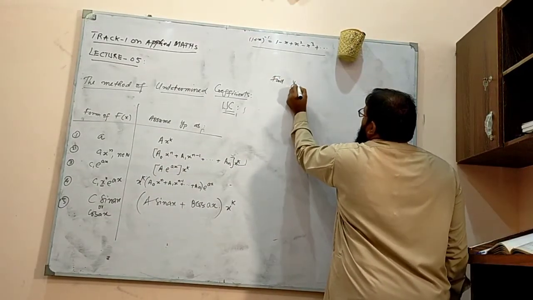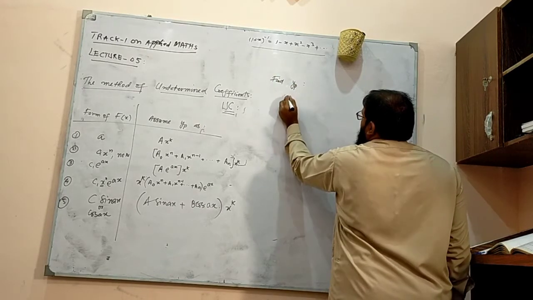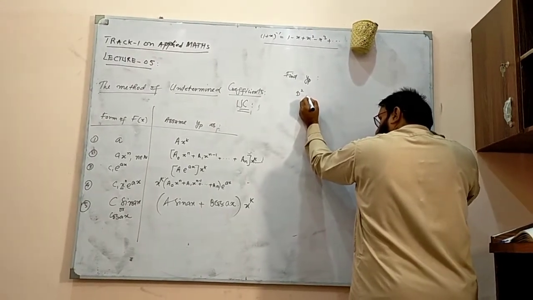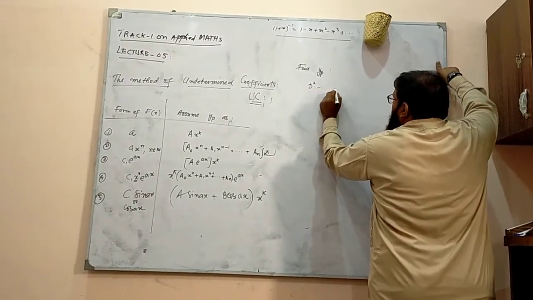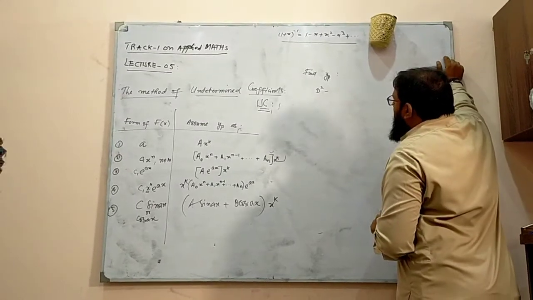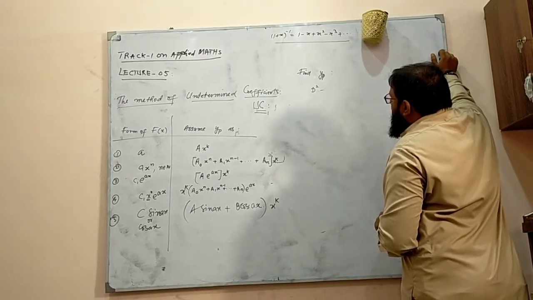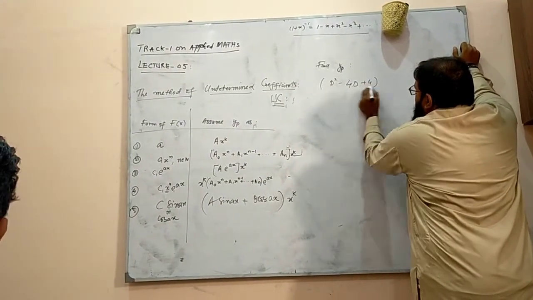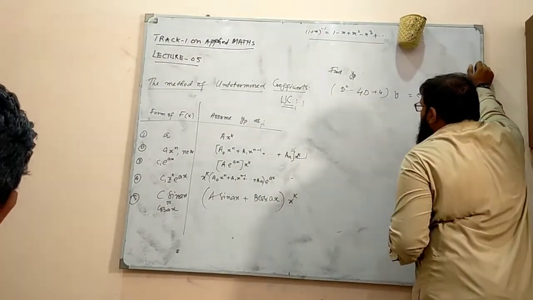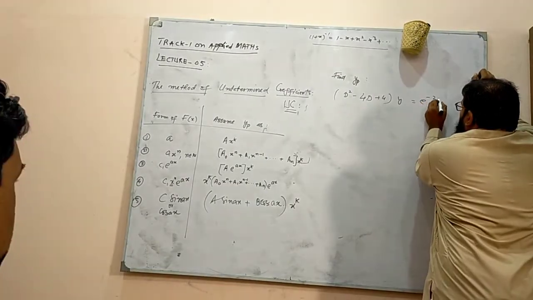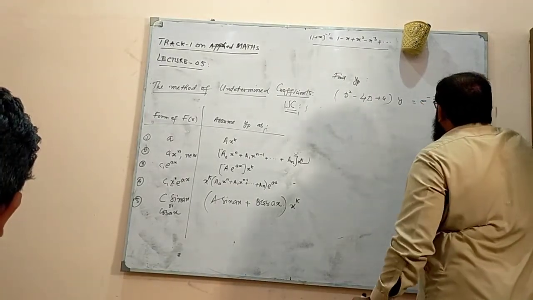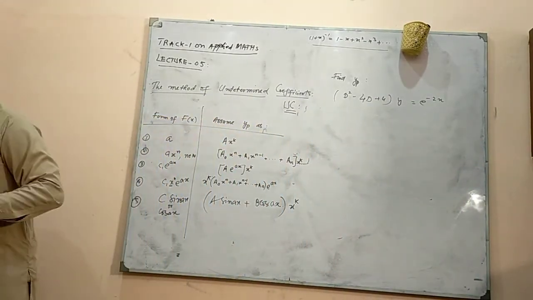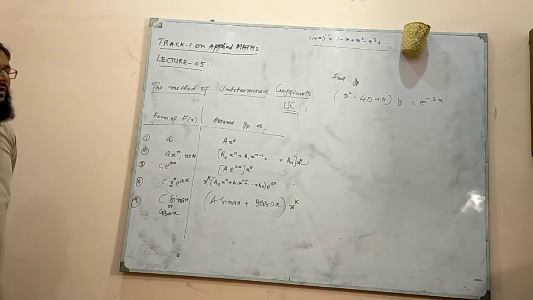Find yp in this case. d squared minus four d plus 4 y equals e raised to some power of x. So in this case we have to find out yp.